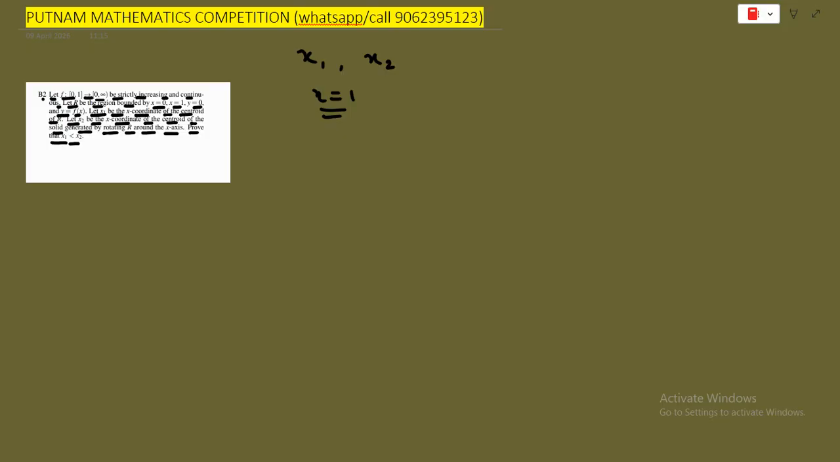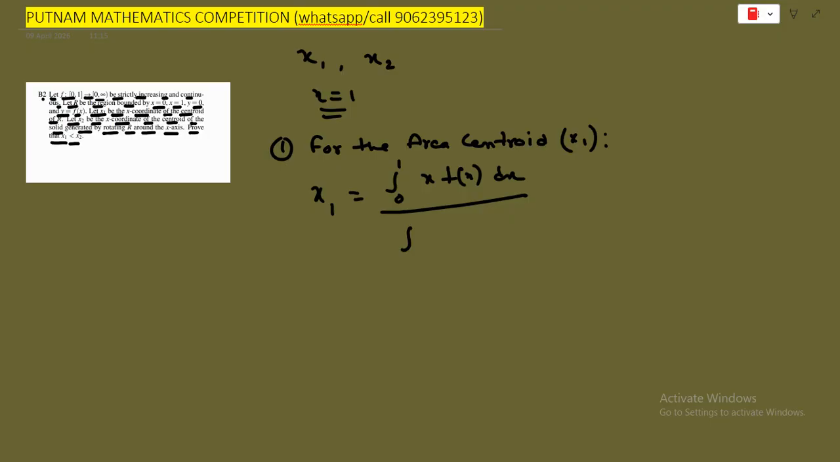Now let's bring out the big guns. Now for the area centroid, x1 is what? Integral from 0 to 1 of x f(x) dx divided by integral from 0 to 1 of f(x) dx.